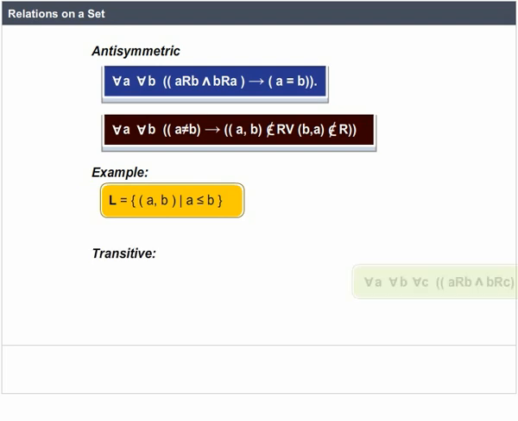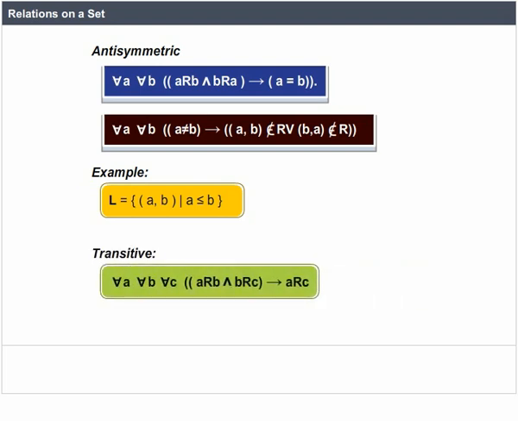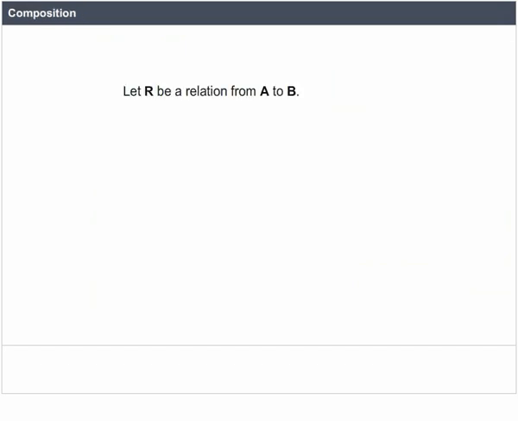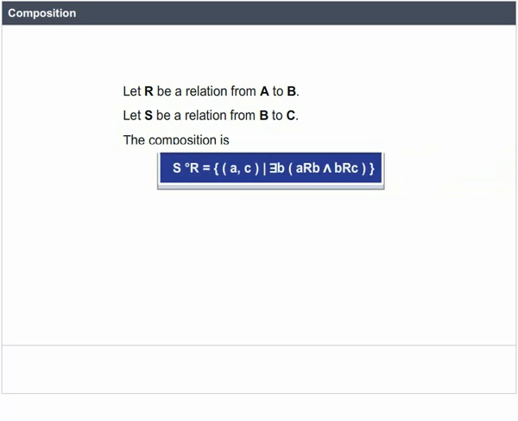Transitive. For every a, for every b, for every c, a related to b and b related to c implies a related to c. Composition. Let R be a relation from A to B. Let S be a relation from B to C. The composition S composite R equals the set of (a, c) such that there exists b, a related to b and b related to c.